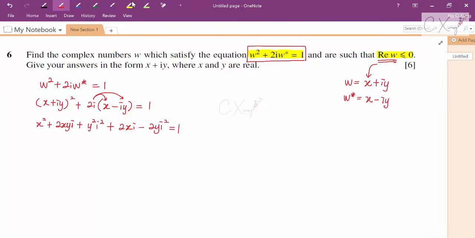This is i squared. Maybe I write it clearer. This is actually i squared, not negative 2. It looks like negative 2, right? I'm having i squared. And please take note that i squared can be written as the value negative 1. We have to substitute i squared as negative 1 here.